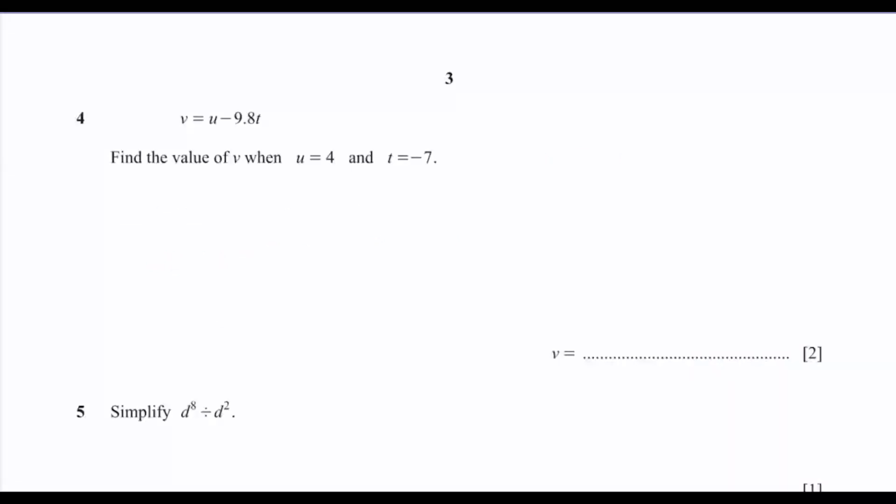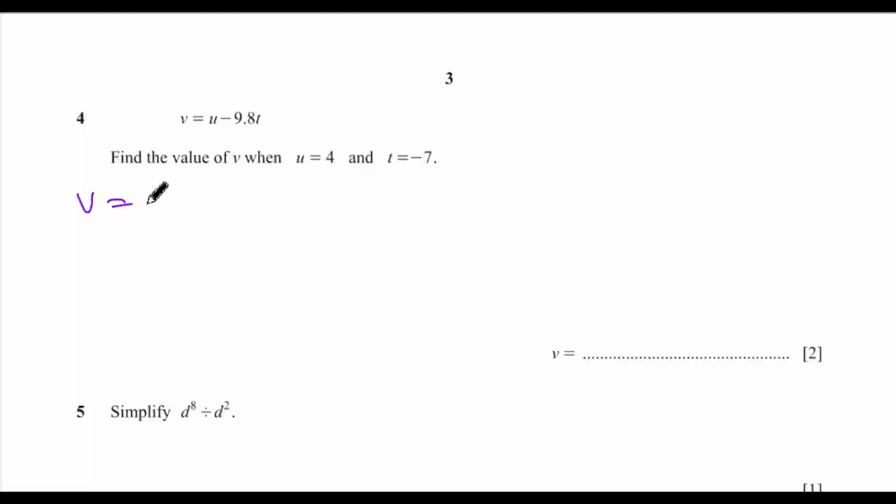That will be question 4. V is equals to U minus 9.8 T. Find the value of V when U is equals to 4 and T is equals to -7. So what we need to do is to key in the given parameters here.